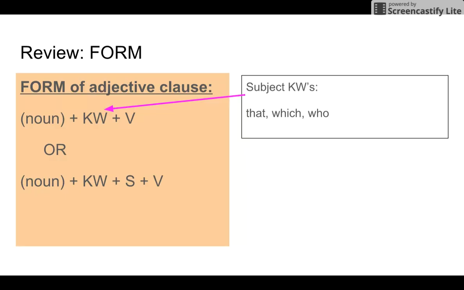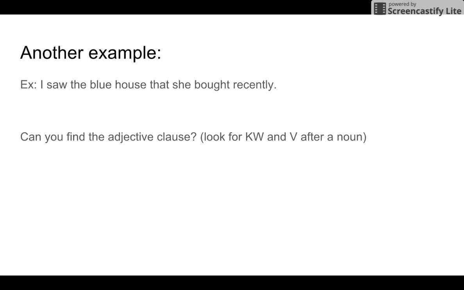This is the kind of clause that goes noun, and then the keyword holds the place of the subject, and we have a verb. It's still a clause because we still have a subject and verb, but the keyword is holding the place of the subject. The keywords that work like this are that, which, and who. Let's look at another example.